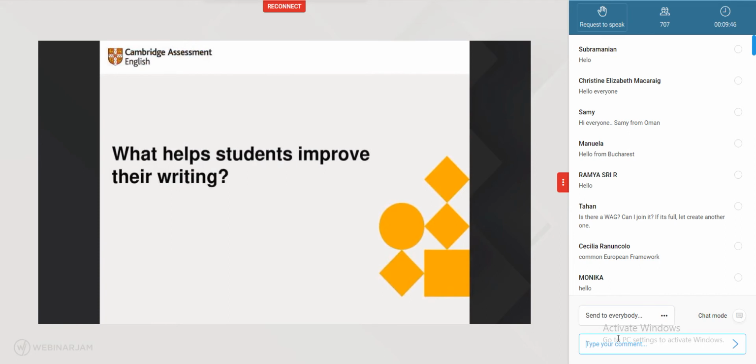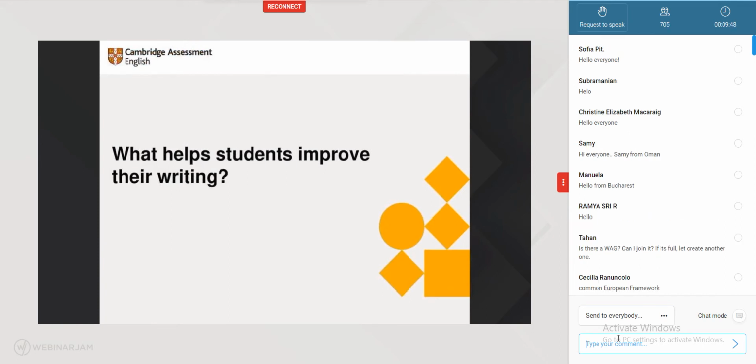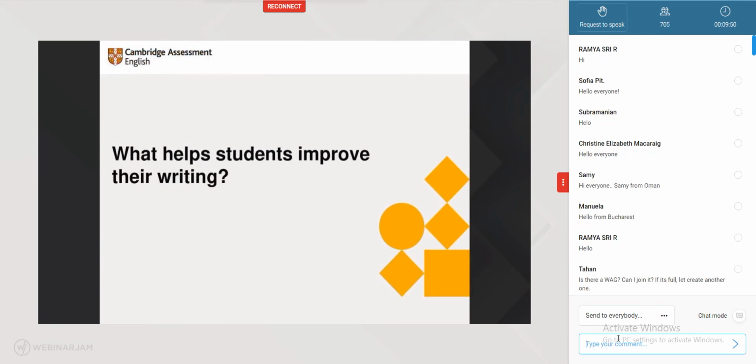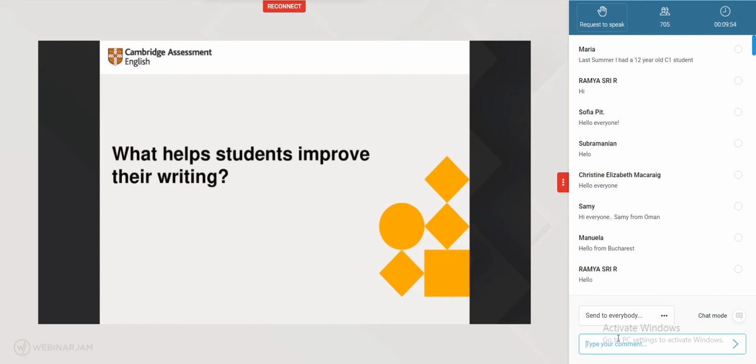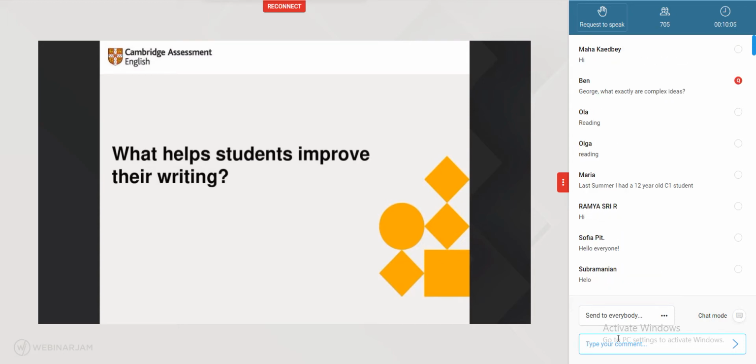So we'll start off with writing. This is the format we've followed on our previous webinars. It's not the order of the papers, but we're going to do it anyway. So in the chat box, very quickly, what helps students improve their writing? We've done this several times for different levels, and we normally get the same answers. So a special prize to anybody who comes up with a different answer. What's everyone going to say?